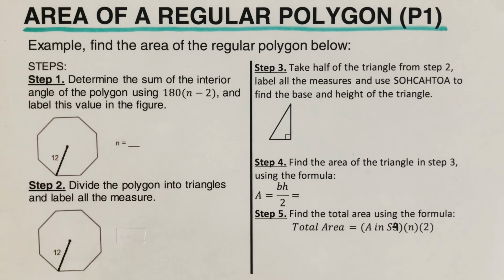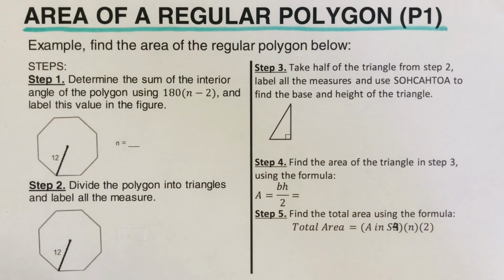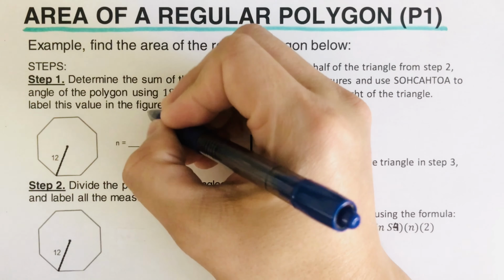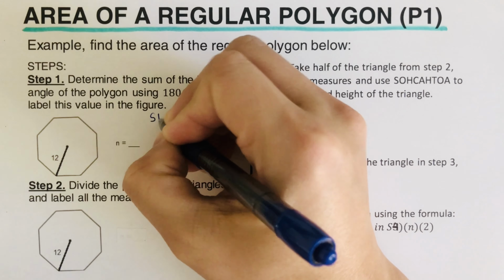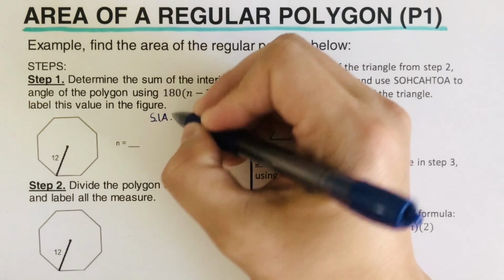There is another video that talks about how to determine the sum of the interior angles of a polygon, and I'm going to put that over here. This is the formula. We have this in a different video. So using this formula, I can go ahead and write the sum of the interior angles of this polygon is equal to 180 times n minus 2.